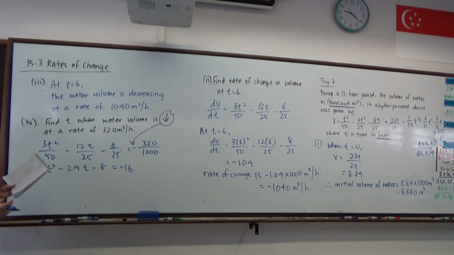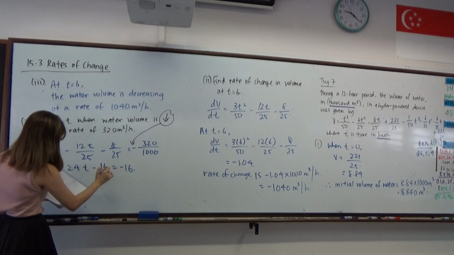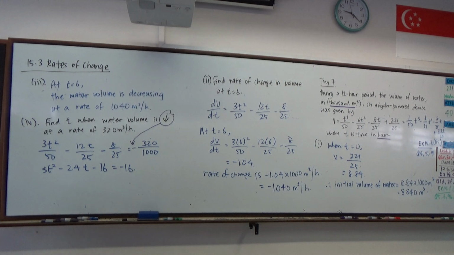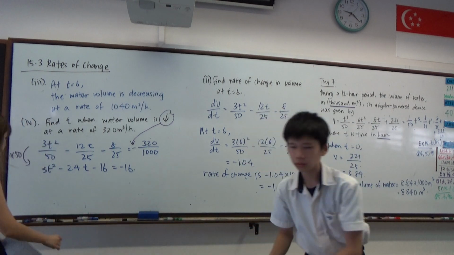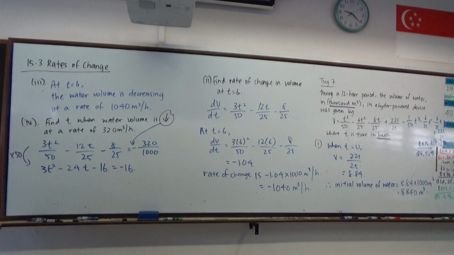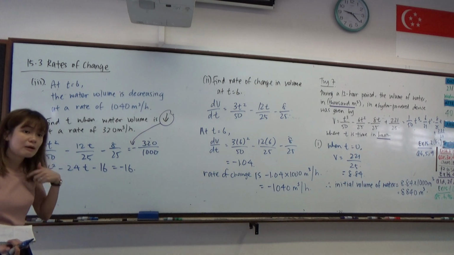Sorry? Oh, 6. Okay, I multiply by 50 across the entire equation to get rid of the denominator. But if you want to multiply by 1000 also, okay? Then after that, yep. Why do I divide by 1000?